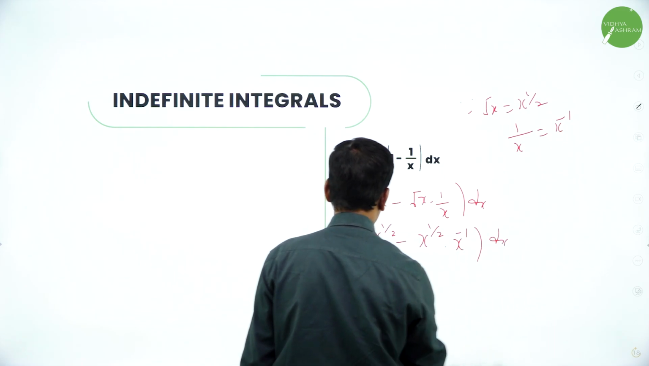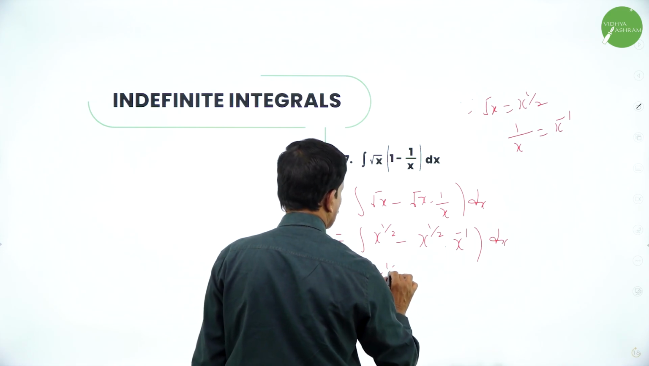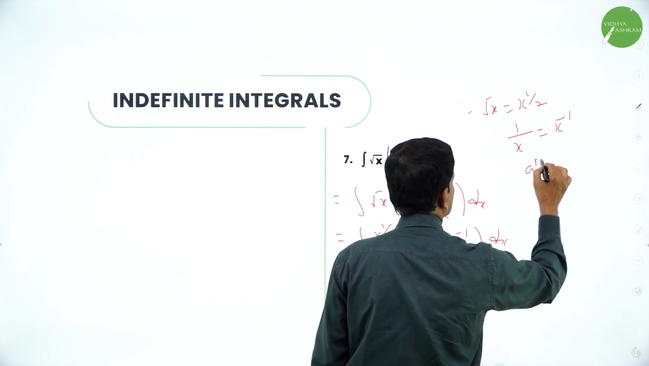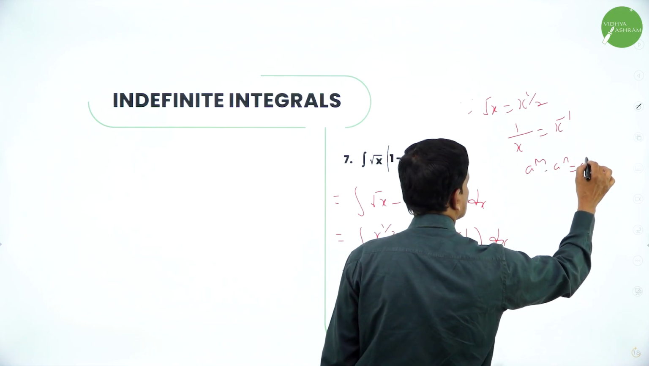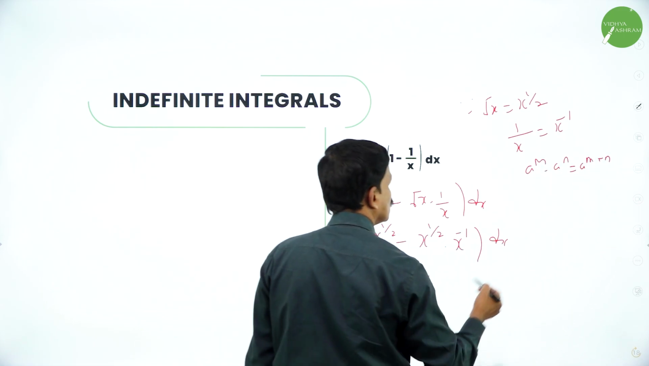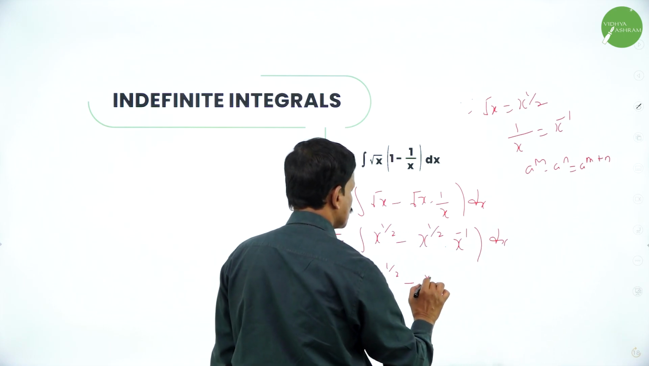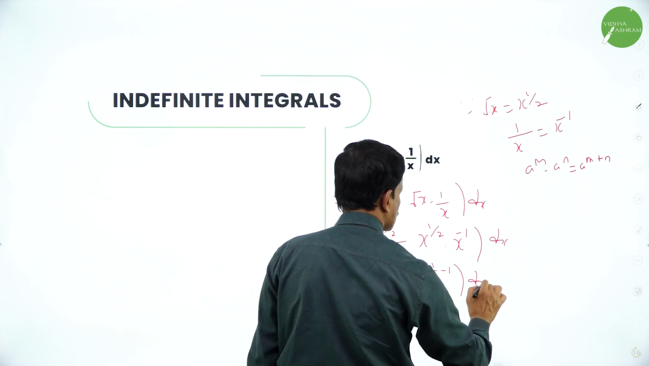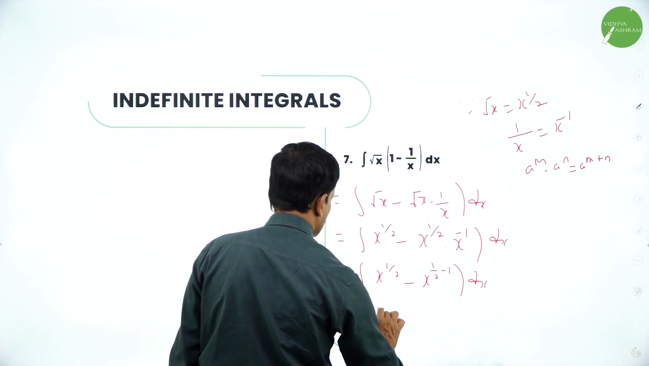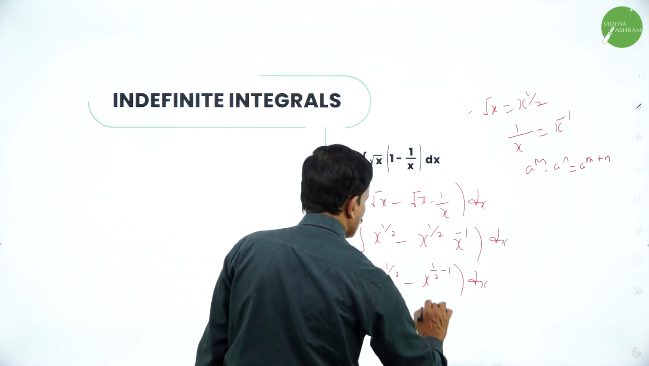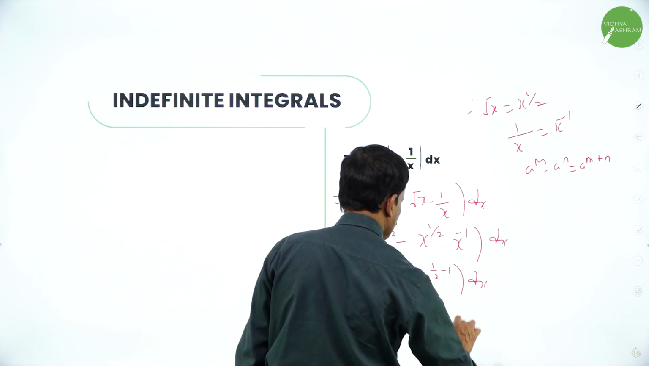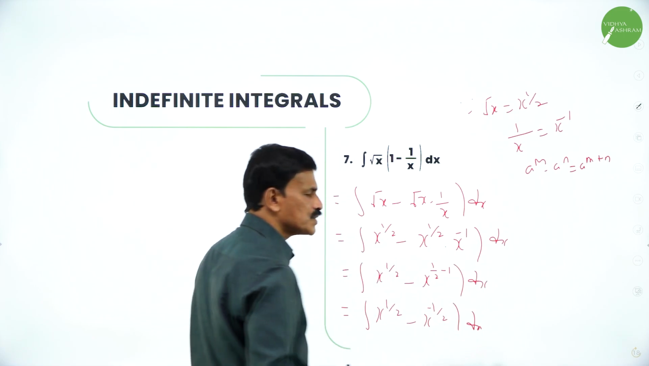So this is equal to x to the power of 1 by 2 as it is. Now just apply the law of indices: a to the power of m into a raised to n is a to the power of m plus n. Right, a to the power of m plus n. So this is x to the power of 1 by 2 plus, into minus 1, dx. So this is equal to integral of x raised to 1 by 2 minus 1, which is nothing but minus 1 by 2, dx. Right, 1 minus 2 is minus 1.